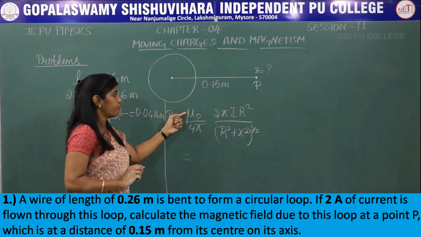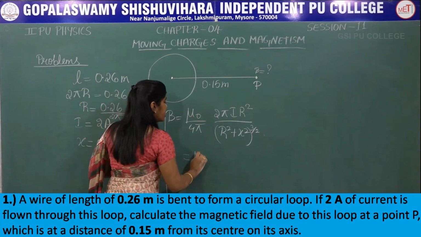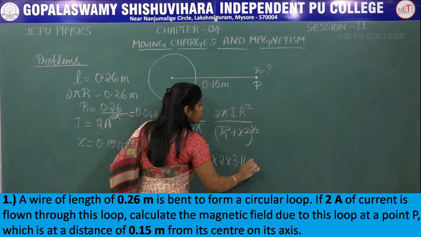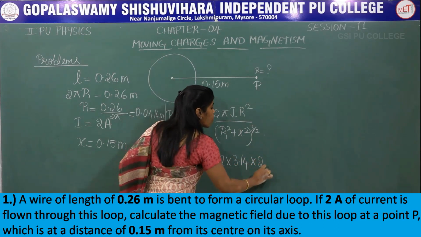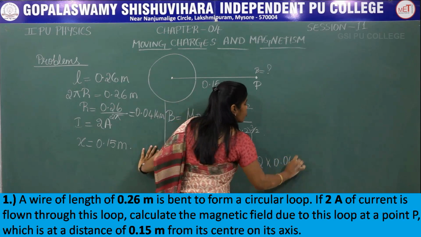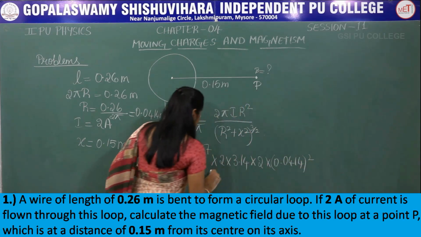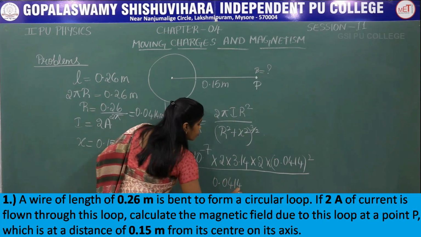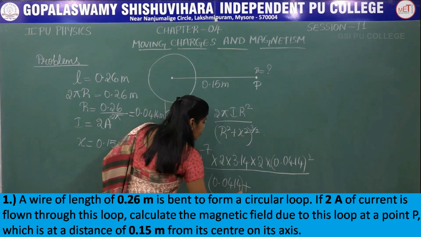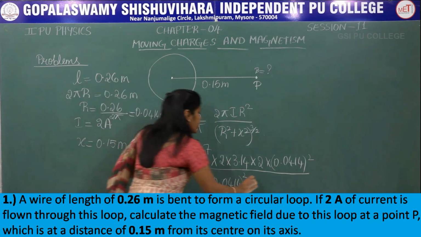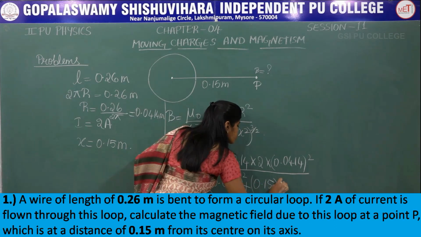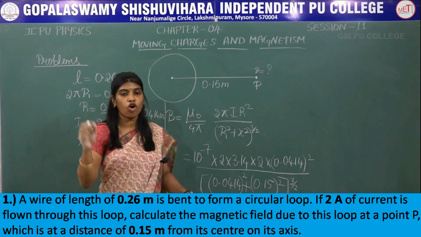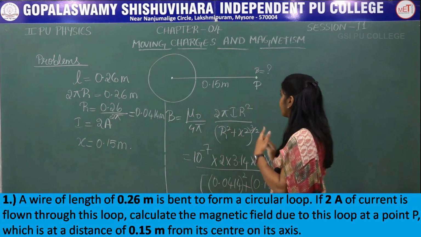You already know the value of mu naught by 4 pi is 10 power minus 7 into 2 into value of pi is 3.14 into the current in this loop is 2 amp into 0.0414 whole square, whole divided by r square, which is again 0.0414 whole square, plus what is x? 0.15 whole square, and this whole power 3 by 2. All the units are in meters, so I have straight away substituted the values.